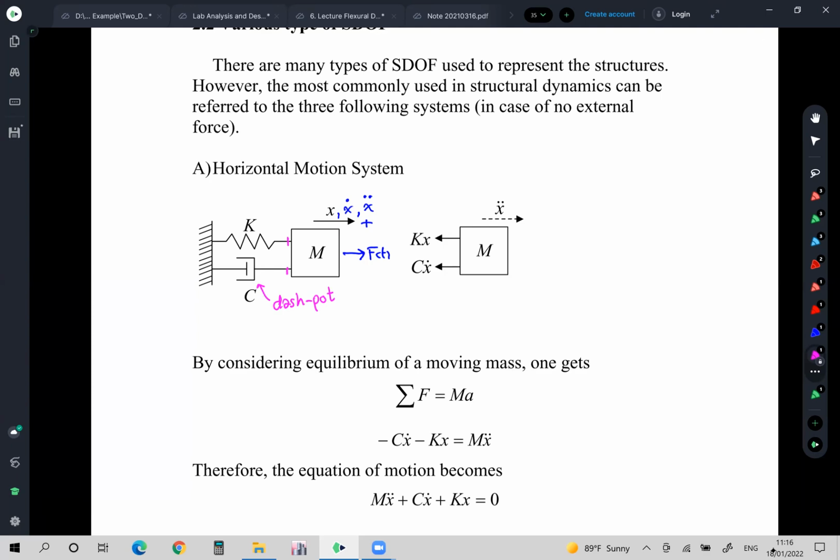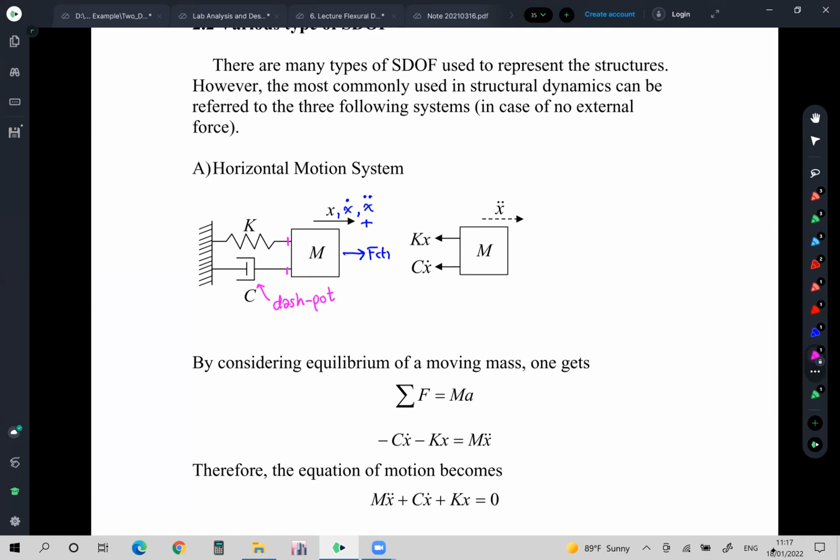It's called the dashpot because of this. You see, it's the dash, it's the pot, something like this. And this is the damper. It's the symbol for the damping. Okay. And the name is dashpot. We often call it dashpot.